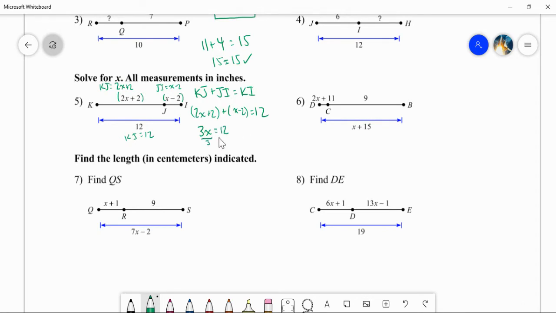Divide by 3 like normal, and I get x is equal to 4. Now, because the problem did ask me to simply solve for x, I can go ahead and be finished, but you always want to make sure that you check your work.